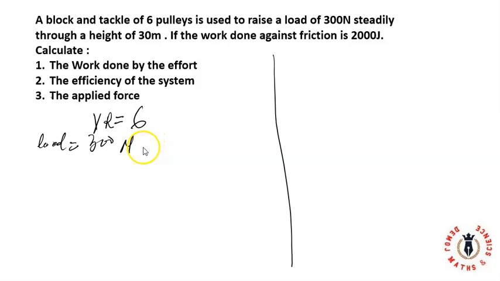If work done against friction is 200 joules, calculate the work done by the effort. For this system, since we're considering friction, the total effort required in this system will equal work done by the load plus work done against friction.